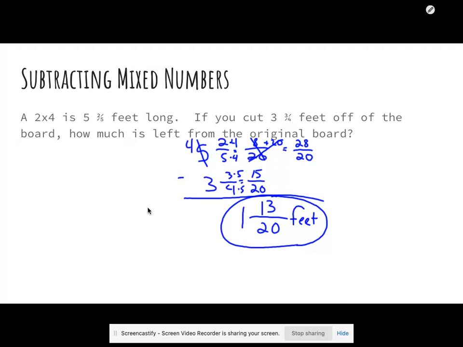So be careful when you're subtracting with your mixed numbers and borrowing.